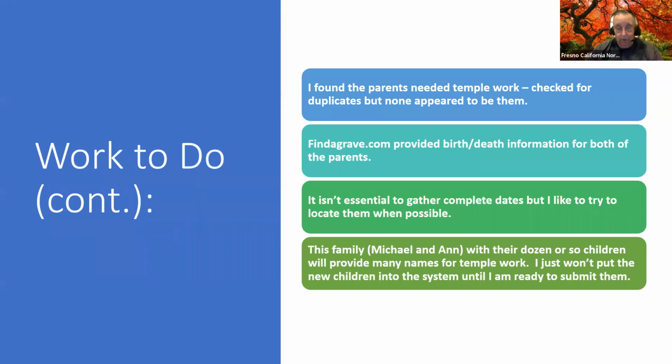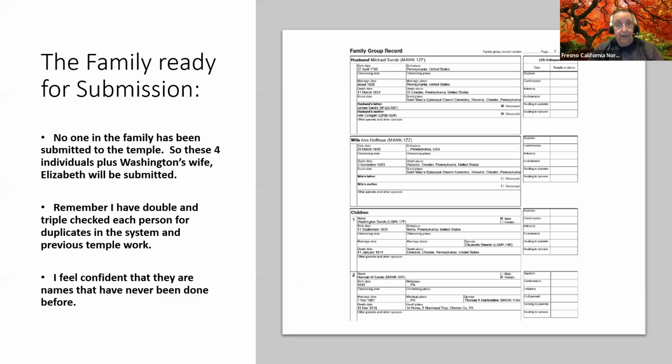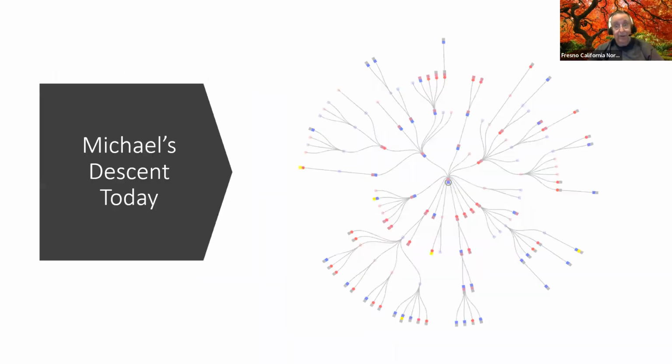innumerable new people to put into Tree. To start with, I've already got this much. I've got Michael and Ann and Washington and Hannah and Washington's wife, Elizabeth, all needing all their work. So that's a total of 5 people right there, just right off the top. Now, what happened with this tree that started out with just one person to one person to one person?